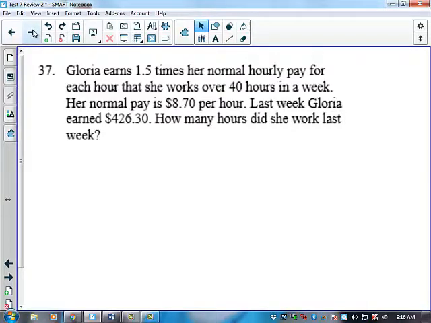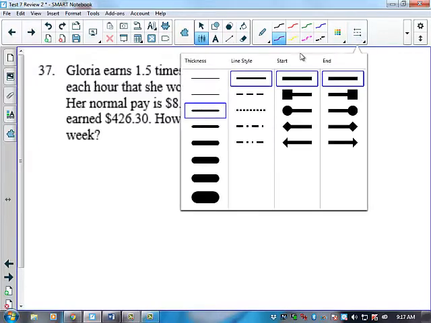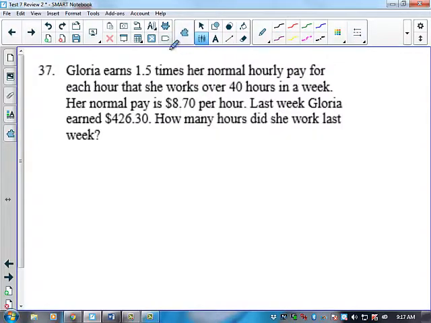37 is very similar to one of them that we just did on our test. Almost the exact same problem. Gloria earns 1.5 times her normal hourly pay for each hour she works over 40 hours. Her normal pay is $8.70 per hour. Last week she earned this much. How many hours did she work last week?